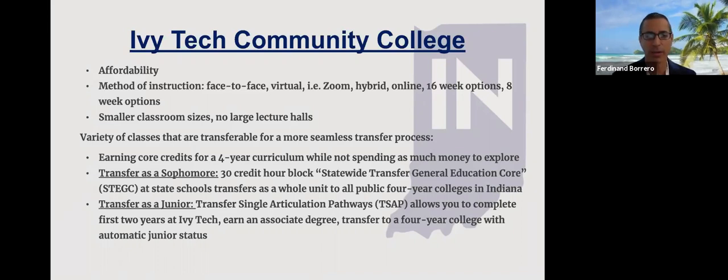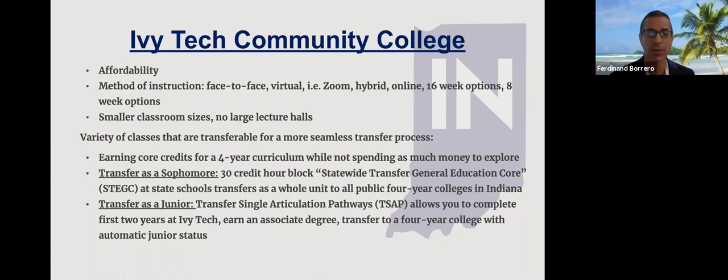As you can see here, there's a variety of different programs that we offer for a seamless transfer process. Two of them are transfer as a sophomore, which many of you may have heard of, the statewide transfer Gen Ed Core, which is a 30 credit hour block. Once students complete all these basic Gen Eds and they apply and get accepted at a 4-year institution, that receiving institution cannot pick apart those credits, even though that class may not have transferred in one for one. Think of it as a briefcase of 30 credits that they can take from Ivy Tech to a 4-year school.